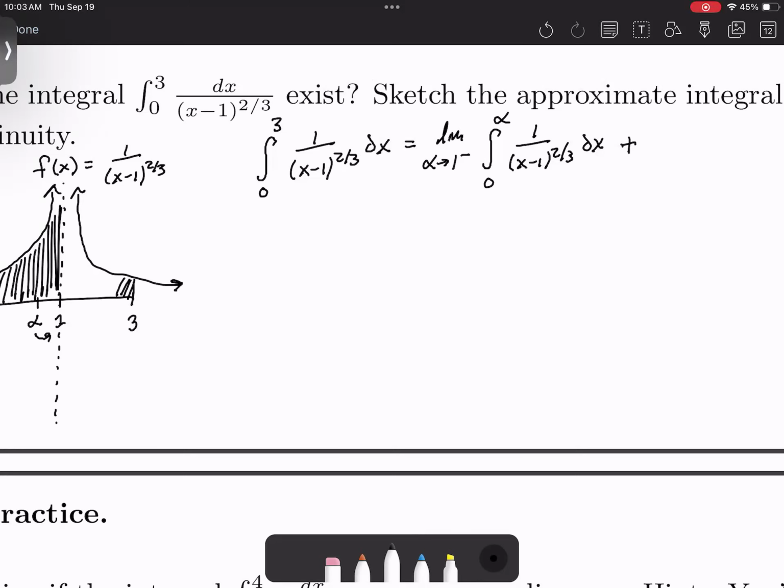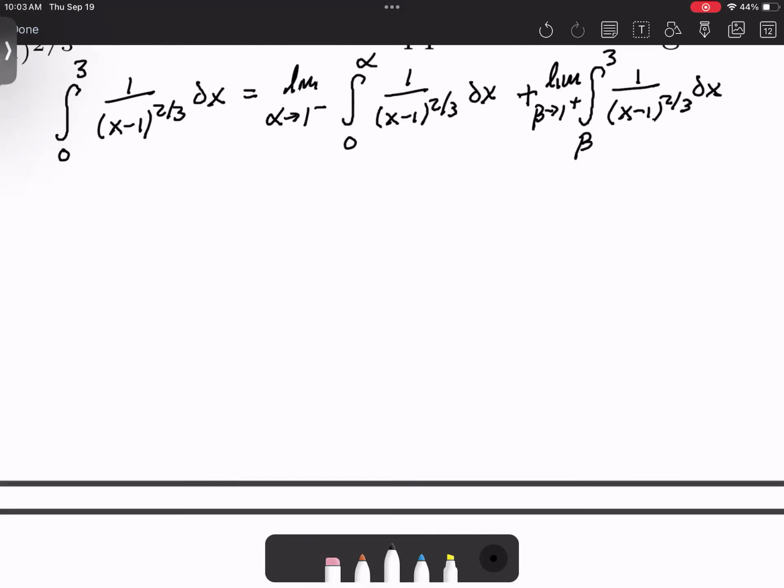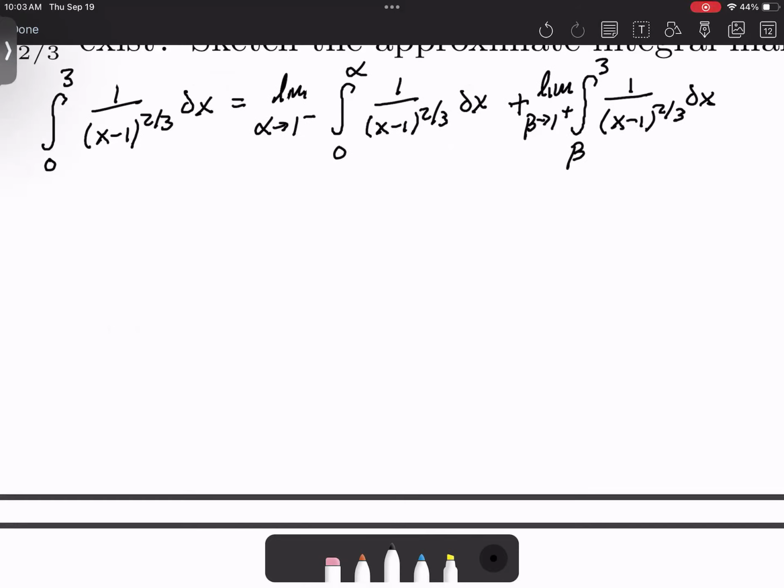And then I will also need to integrate from something that we call maybe beta over to 3. And then we'll send beta to 1 on the right-hand side to fill that space. So we will take the limit as beta approaches 1 on the right-hand side. Okay, so here we have the limit as alpha gets sent to 1 on the left-hand side.